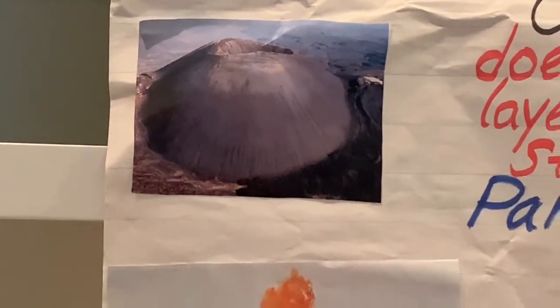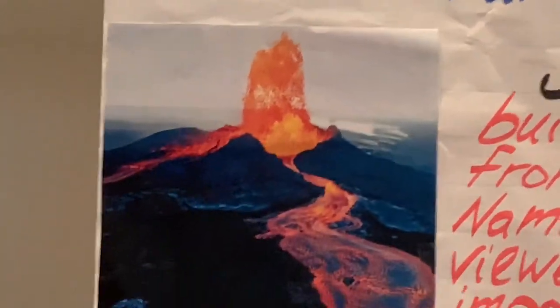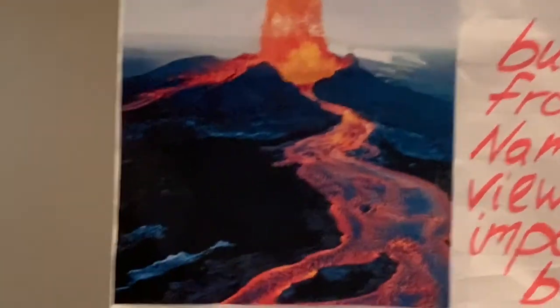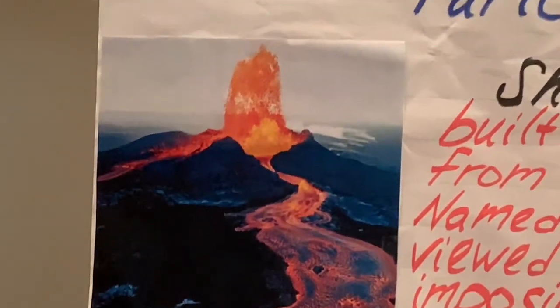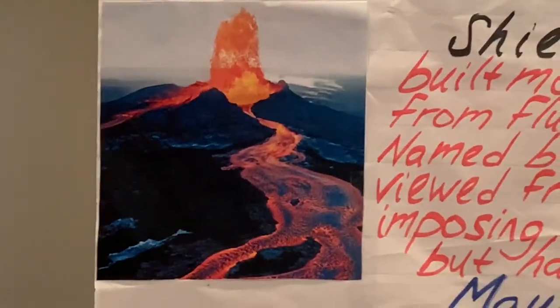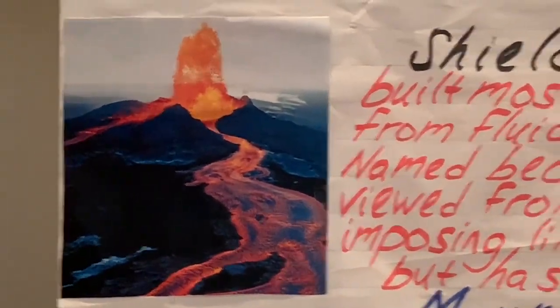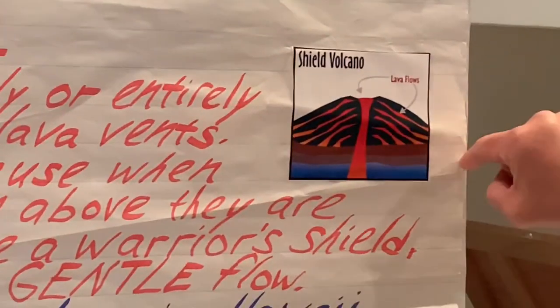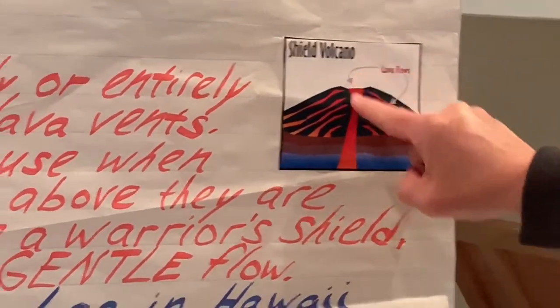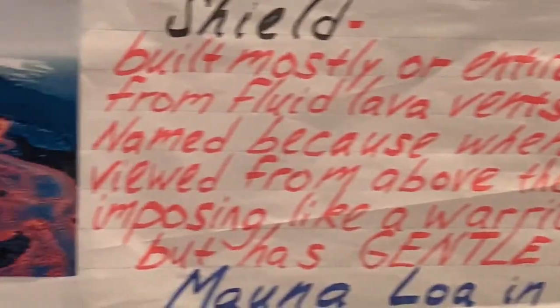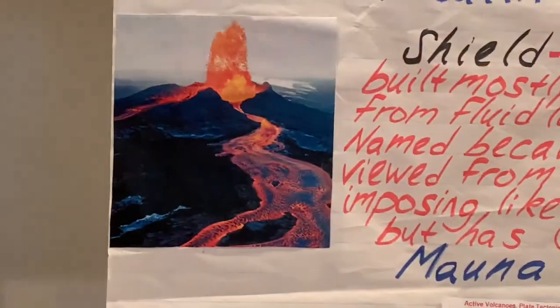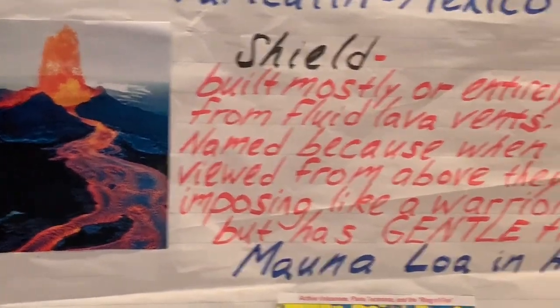And finally, we have the shield volcano. This is a flowing volcano. It's mostly or entirely from fluids or lava vents that it's made of. So you see all the lava in this shield volcano in a lava flow. It's named because when it's viewed from above, it actually looks like a shield of a warrior.